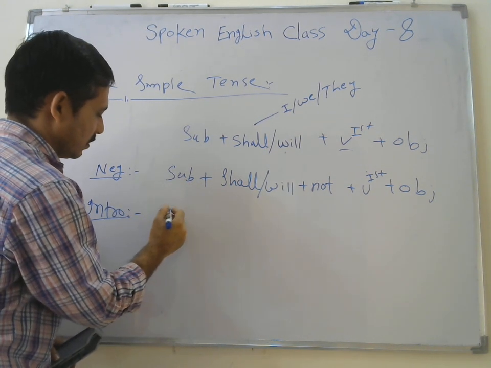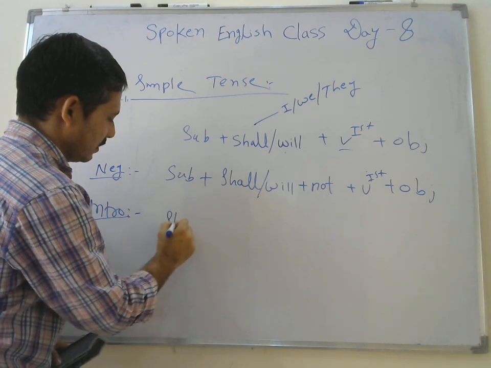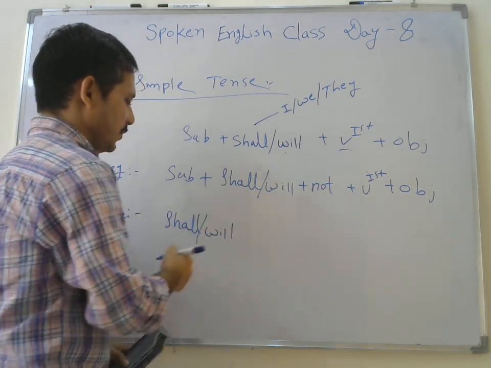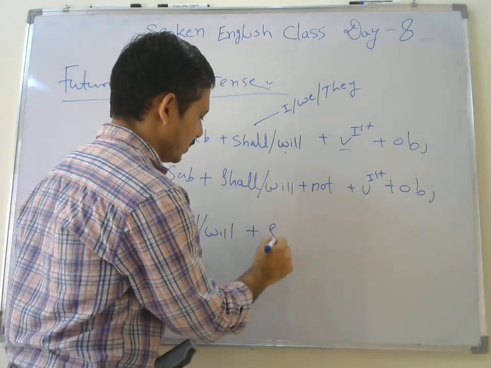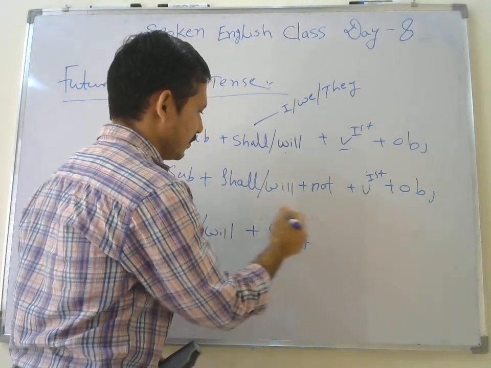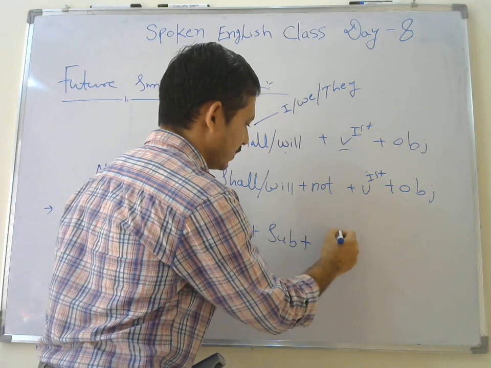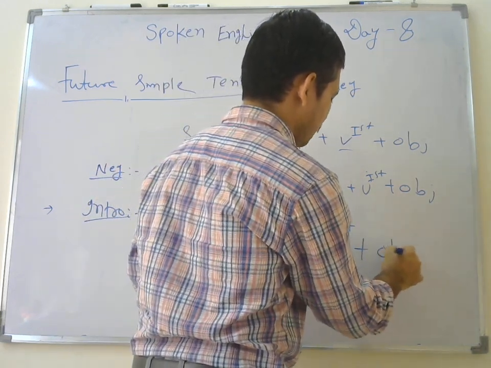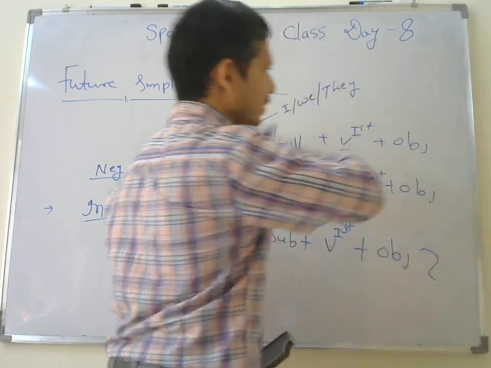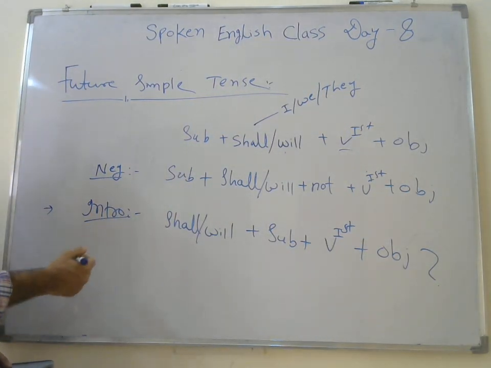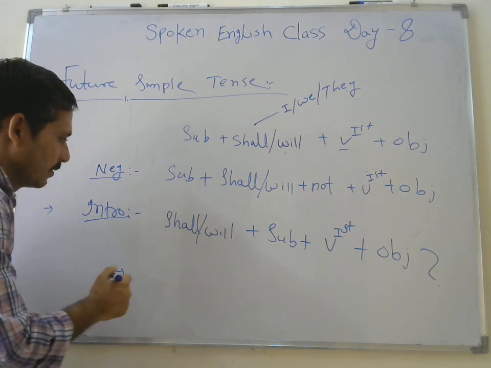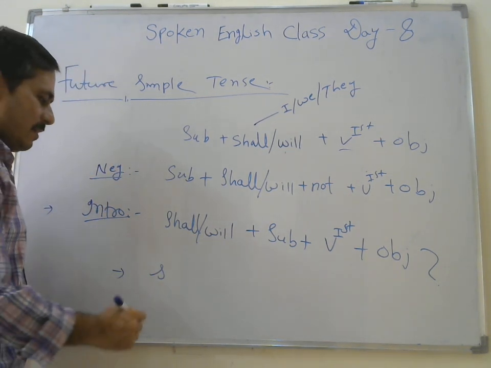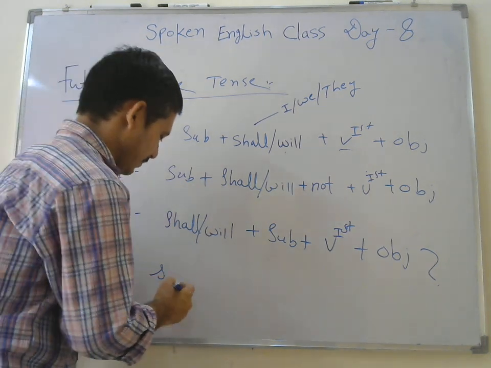Here, shall or will comes at the front to make the question, plus your subject, plus your verb first form, and your object, and the question mark will come, right? Now here we are asking some question.